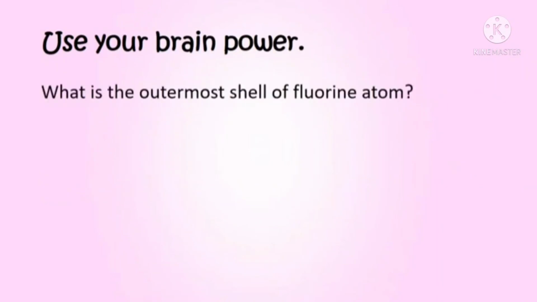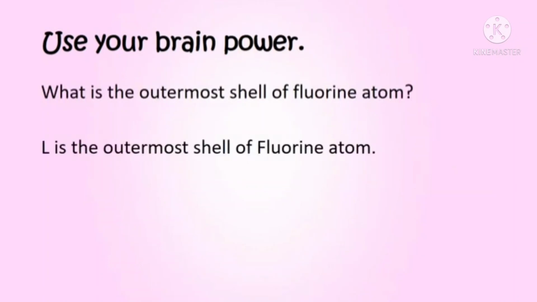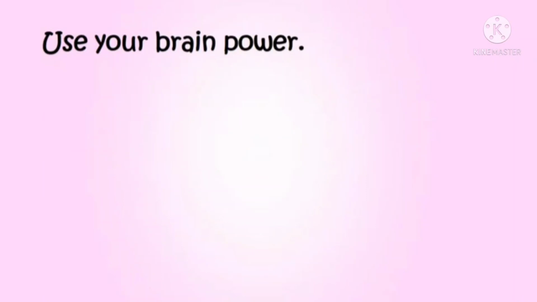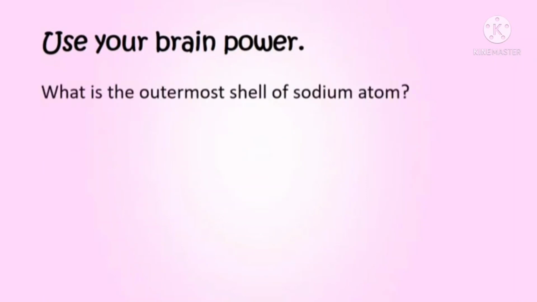The next question: what is the outermost shell of a fluorine atom? L. Why is it L? Because the first shell is K. It has the electronic configuration 2, 7. So the second shell contains 7 electrons.